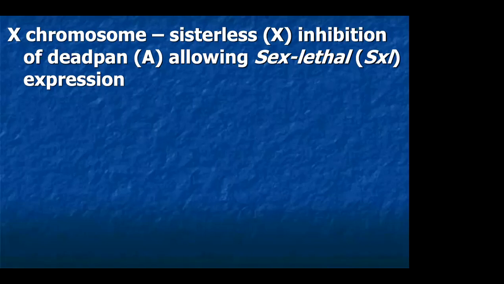So if there are more autosomes present than X chromosomes, deadpan, the inhibitor, is going to prevail, and it's going to prevent sex lethal from being expressed. If there is an equal ratio of X to autosome, sisterless is going to interact with deadpan, inhibiting its effects and allowing for sex lethal to be transcribed.